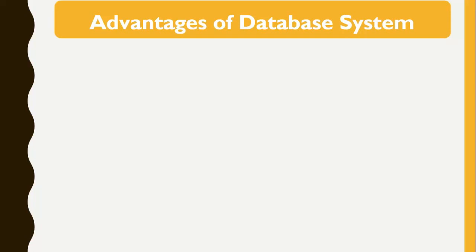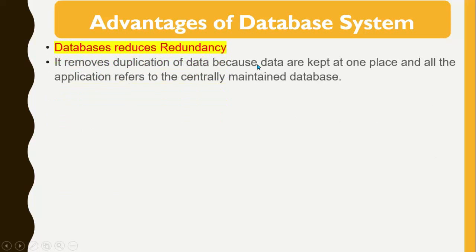Now, what are the advantages of DBMS, or you can say database system? First is that the database reduces redundancy. Redundancy means repetition of data. It is not possible in the database that two entries or two values are exactly the same. Like in the school database, there is no possibility that the details of two students become completely same.